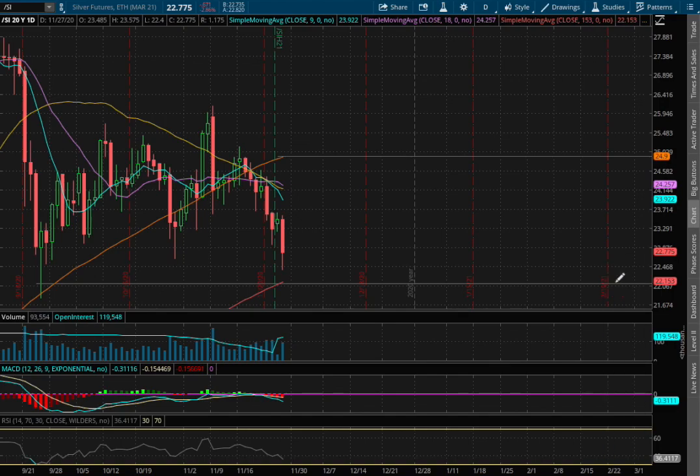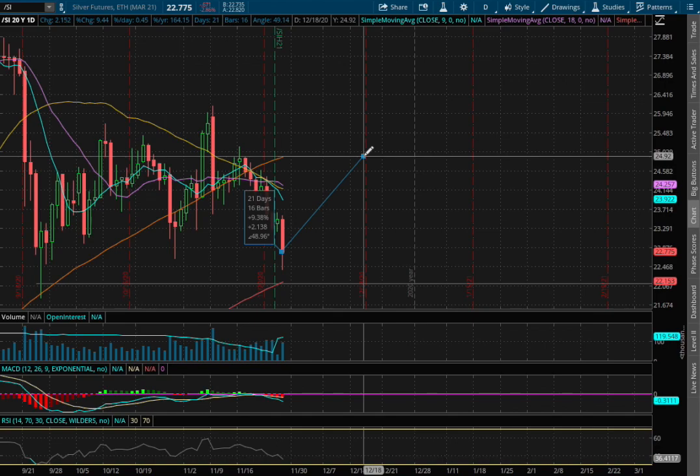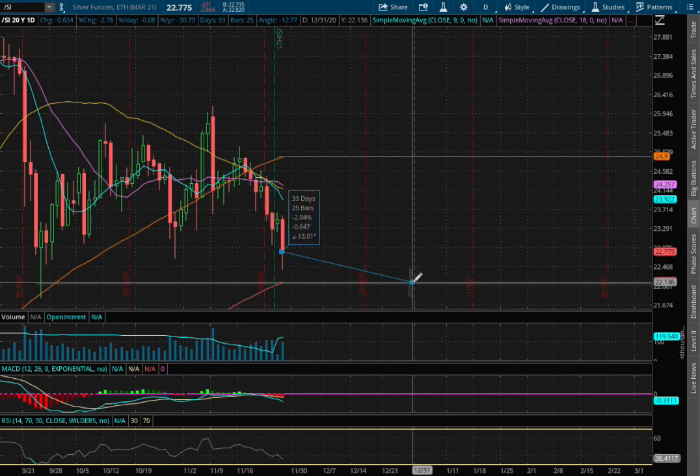If we were to move up higher to test resistance, that price movement to the upside is roughly around 9.4%, and to test support, that is around 2.9%.